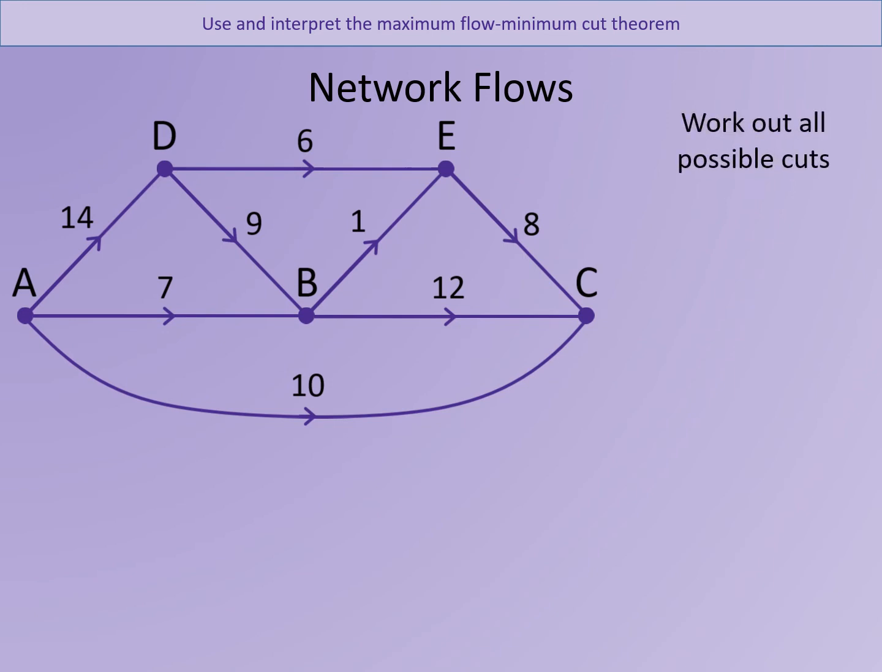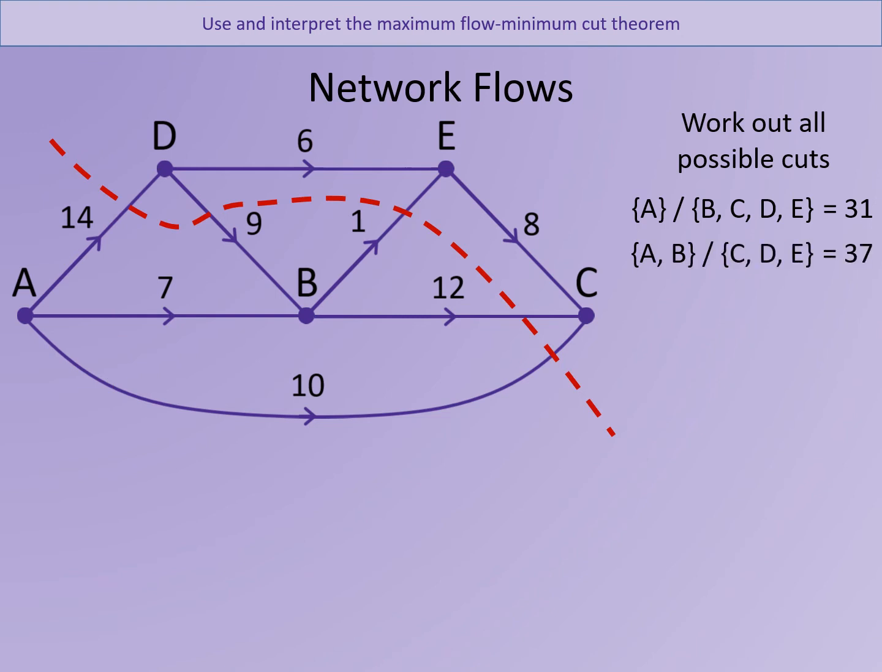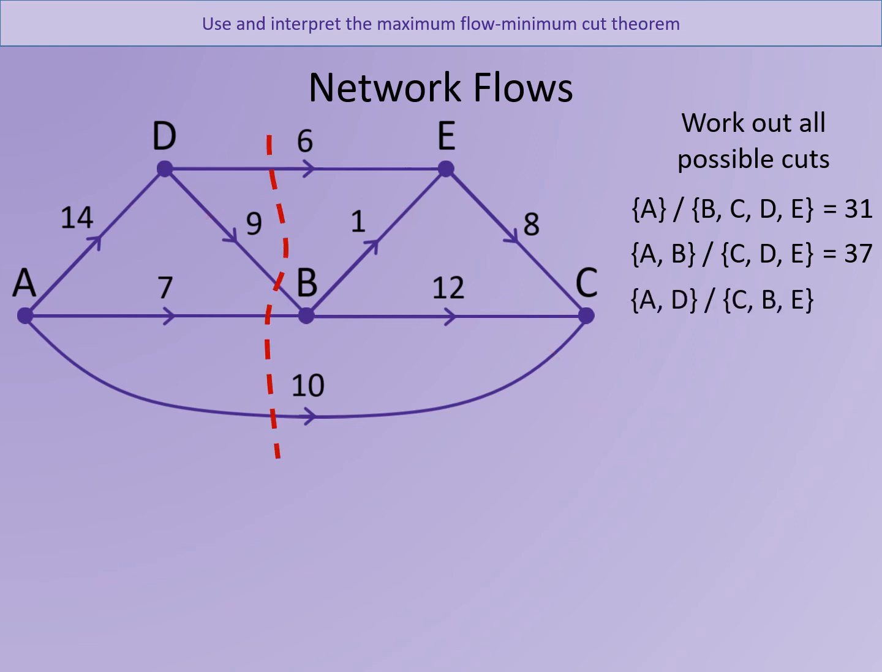So we're now going to work out the value of all possible cuts through this network. The first potential cut is A on one side and B, C, D, E on the other. We already found the value of that, it was 31. We also already found this cut, A, B and C, D, E, so we got a value of 37 for that. So pause the slide for a minute and work out the value of this cut here. So all of the arcs are travelling from source to sink for this cut, so we're going to add up all of the values, we get 32.